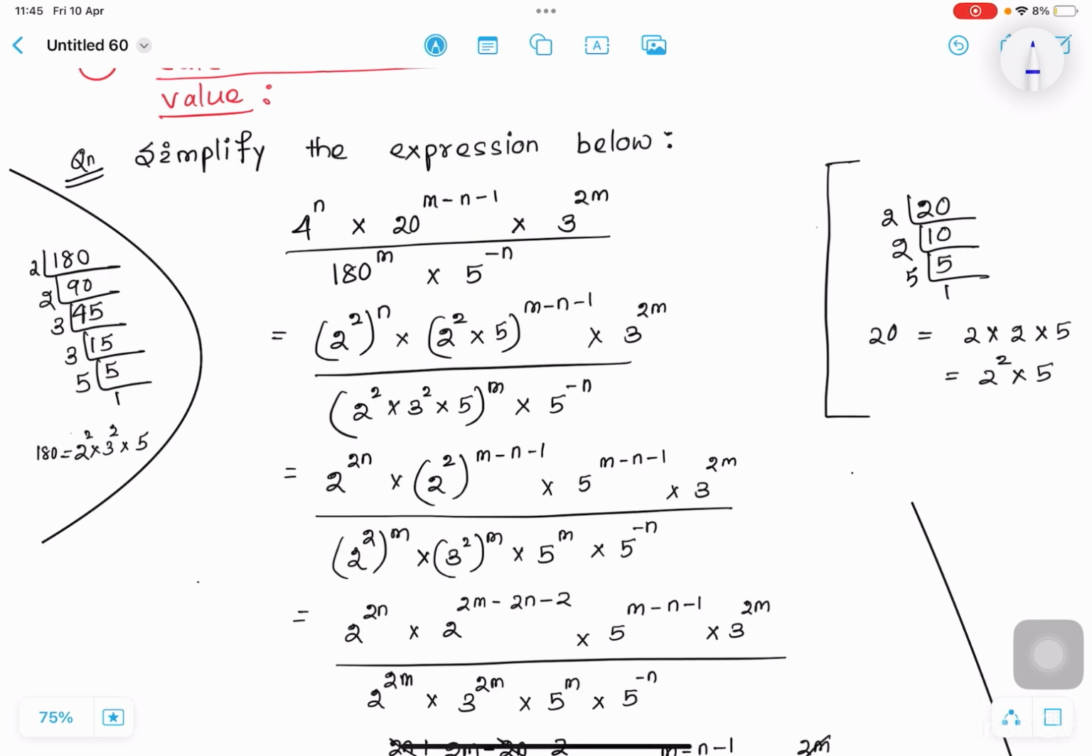4 we can write as 2 into 2. So if we write 4 equal to 2 into 2, 2 into 2 is 2 square. So instead of 4 we can write 2 square to the power n. 20, I have factorized this one: 20, 2, 10, then 2, 5, 5, 1. So 2 into 2 into 5, so we can write (2 square into 5) to the power m minus n minus 1 into 3 into 2 to the power m.